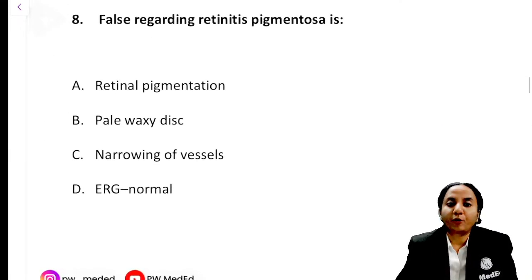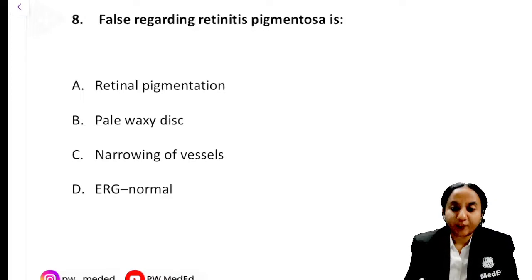Again, very, very important question. Which of the following is false regarding retinitis pigmentosa? Retinal pigmentation, disc pallor, narrowing of the blood vessels, and a normal ERG. So which of the following is false? Chalo, quick answer. Simple question, quick answer. Correct. The answer is that the ERG is normal.